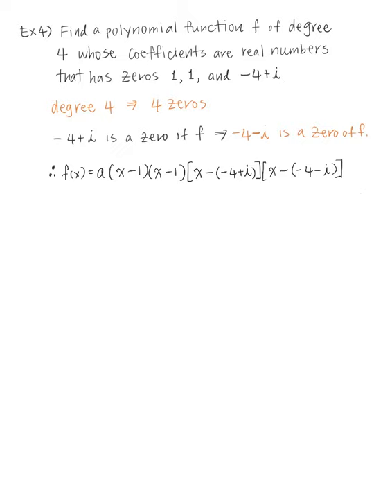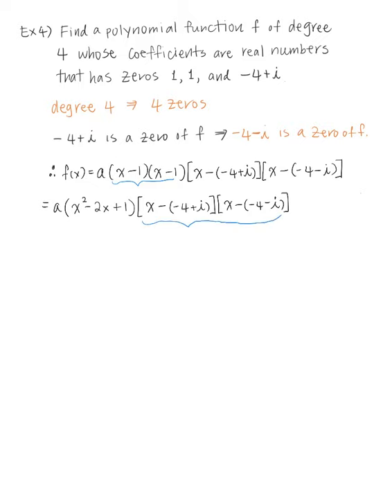Okay, so first let's just multiply this out. So we're going to have a times, now if I FOIL that, I'm going to have x squared and then minus 2x and then plus 1. All right, and then let me write the rest of it. You've got x minus negative 4 plus i, and then x minus negative 4 minus i.